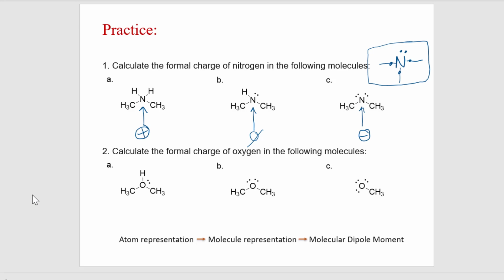All right, so now that we understand how to have atom representation, and we're now looking at molecular representation, and then once we fully understand molecular representation, because we're still working on molecular representation using orbitals, we're ultimately going to get to molecular dipole moment.